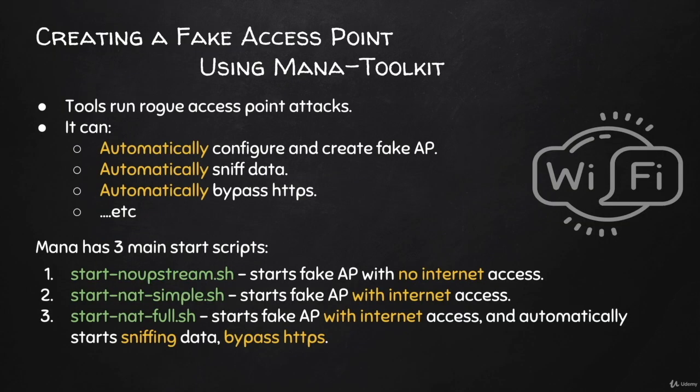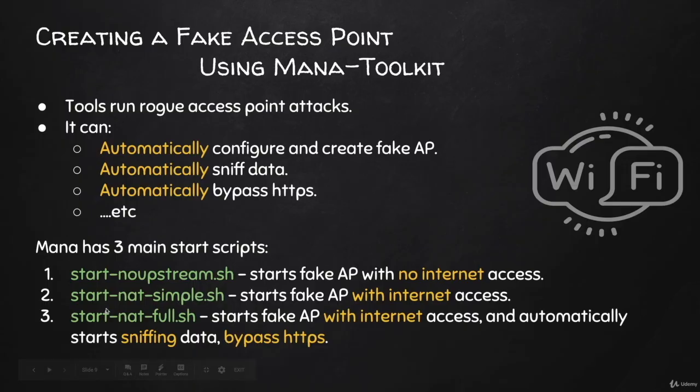So the tool comes with three main start scripts. The first one, start-noupstream, will allow us to start a fake access point with no internet access. So this is not really useful for us, and I will not use this in this lecture. The next one is start-nat-simple. This will start a fake access point with internet access. The third one, start-nat-full, will start a fake access point with internet access, and it will automatically start sniffing data and bypass HTTPS.